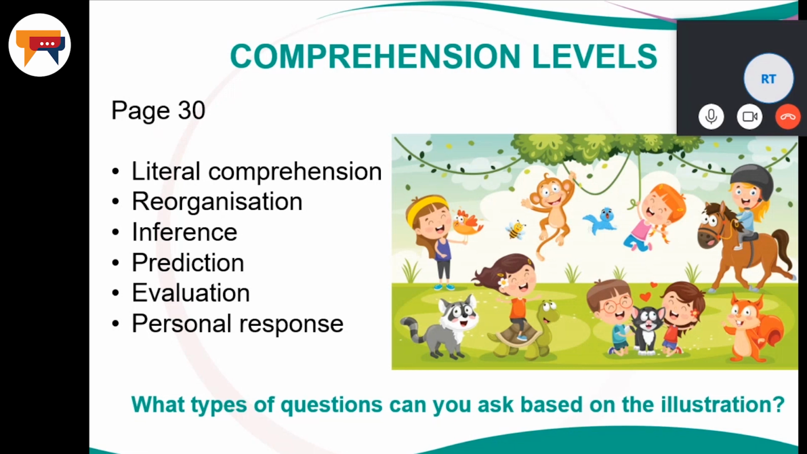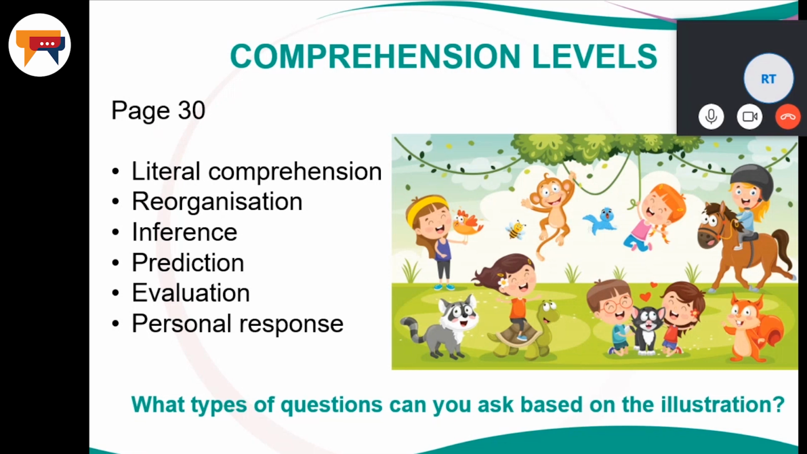Then reorganization is based on the literal information. You ask questions. For example, do you think it's wild animals or domesticated animals in the story? That kind of thing. So now they've got to think a little bit more. Inference is where they've got to infer. So the answer is not clear in the text, but they must infer. For example, what season do you think it is? Do you think it's winter, summer, spring, autumn? Why do you say so? Then prediction is to predict what's going to happen next. So the sun is shining and the children are playing. What do you think is going to happen next if it's going to rain? For example, what do you think it's going to happen?